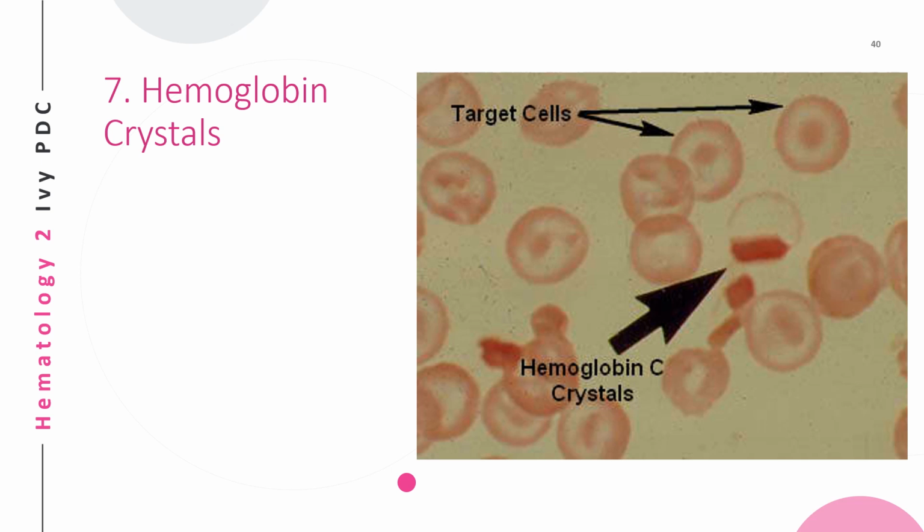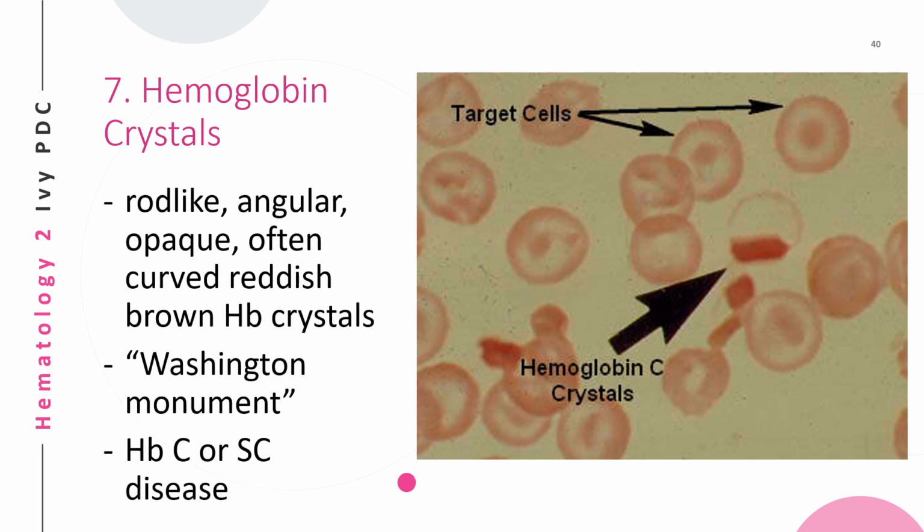Next would be the hemoglobin crystals. These are rod-like or angular, opaque, and sometimes curved reddish-brown hemoglobin crystals. They are also called the Washington Monument. For example, this one. They are seen in hemoglobin C or SC disease.